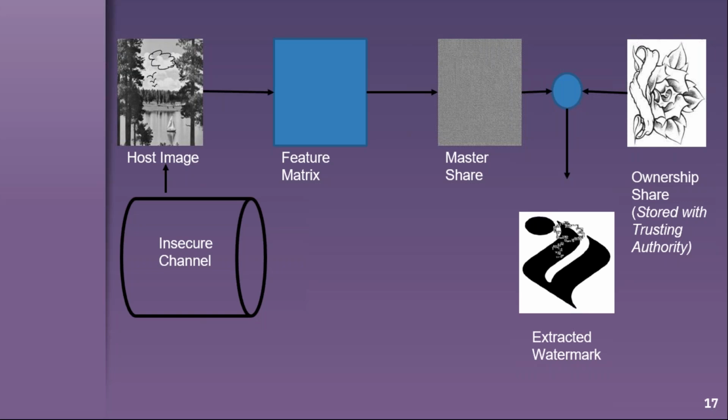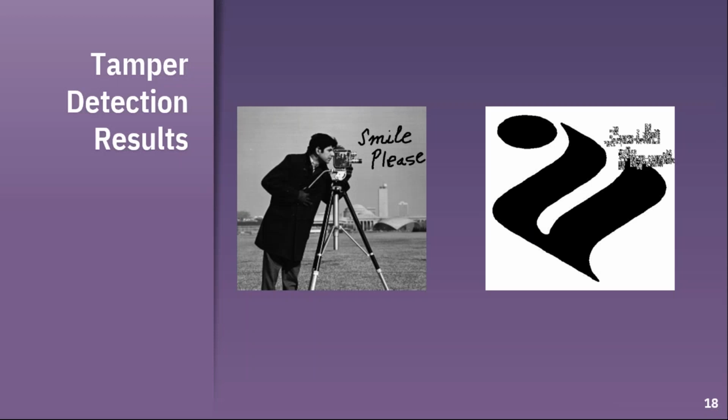But of course, in this case, the owner should have a particular set of images. He should have a watermark, and then we protect that particular image. Then we would have these tamper detection results. I've shown some of the results.